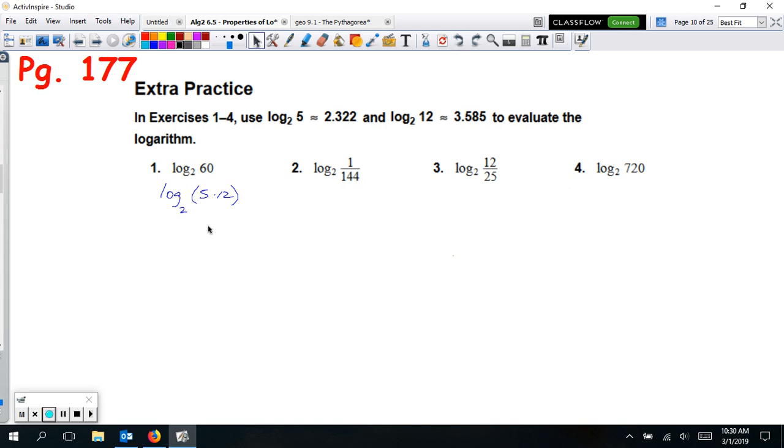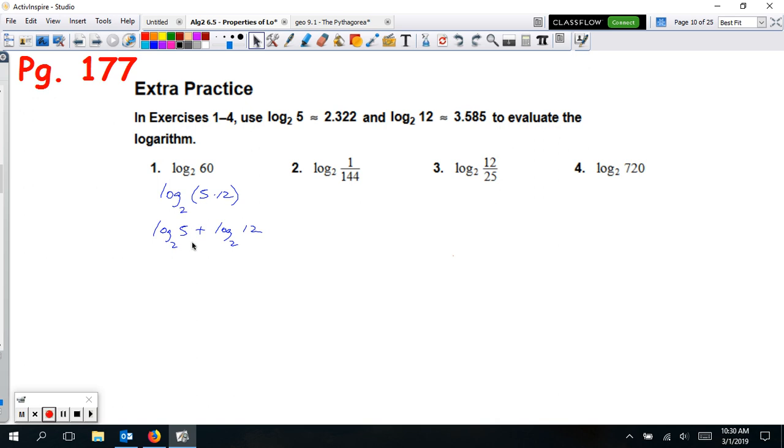And so now this would be a product property. So we're going to use our properties here. We have a product going on, so now we're going to break this into 2 logarithms, one with 5 and one with 12. And so now it's going to be log base 2 of 5 plus log base 2 of 12. Remember, the product property is always adding the 2 logs together. Product, you're adding. The quotient, you are subtracting.